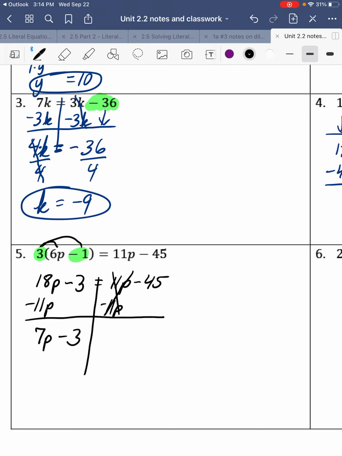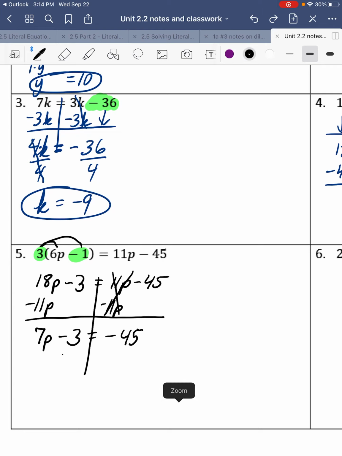Minus 3 is going to come down. Don't forget, that's a negative 3 or minus 3. Just comes straight down. And then negative 45 will come down. Don't forget that negative, that's subtraction. We didn't do anything with it. So that negative comes down. Don't forget it. All right, we have negative 3 and negative 45.